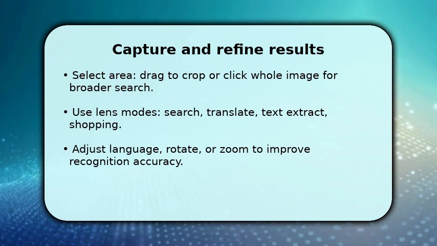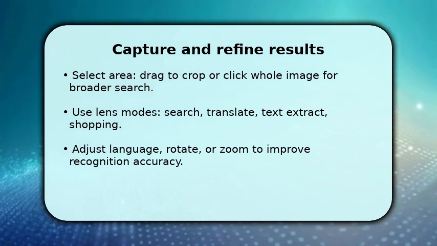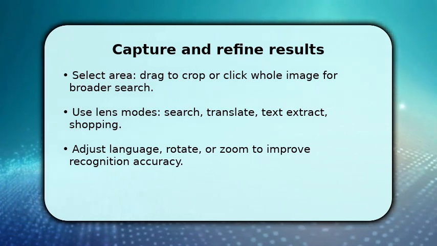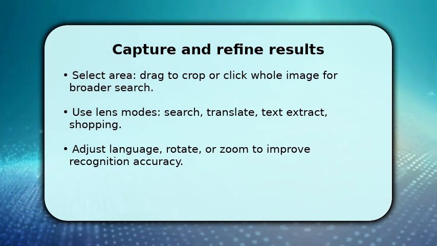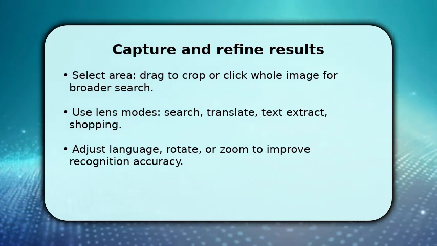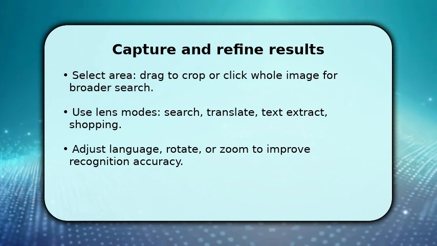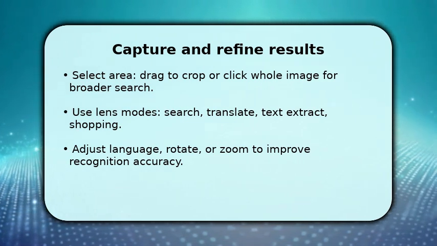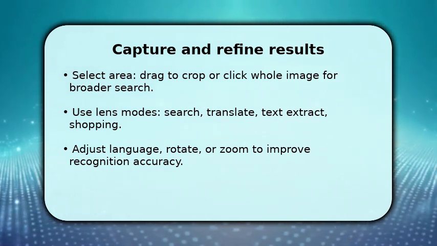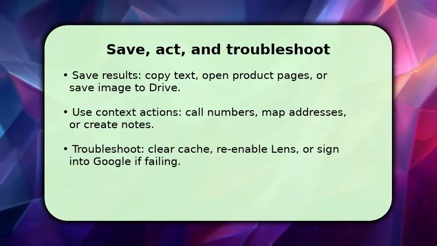Make sure to refine your selection by zooming or rotating the image when characters are skewed, because better input yields more accurate matches. Also switch languages when translating. Once you do this, results will target the expected outputs and save time. Finish by acting on what Lens finds.